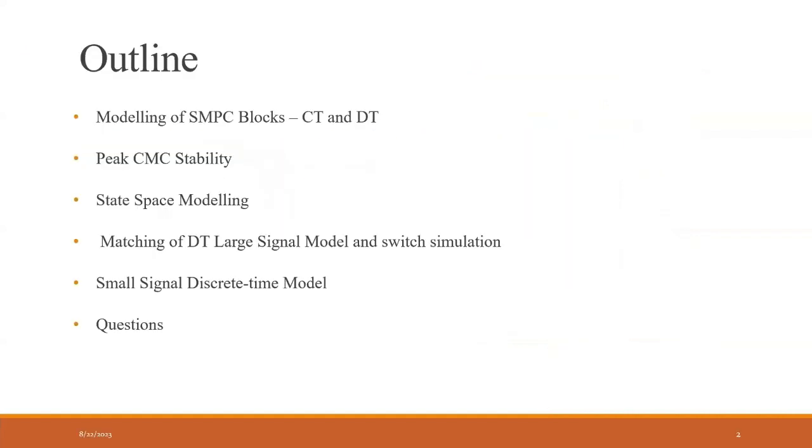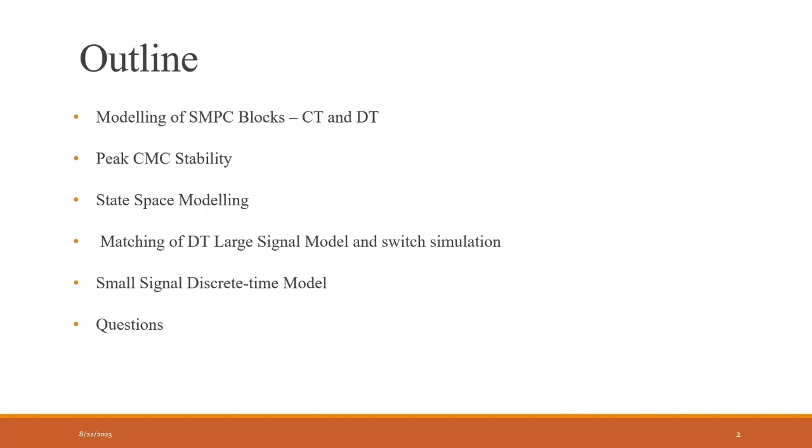So today the outline of my presentation is we will be touching about the modeling of the switch mode power converters and certain blocks in continuous time and discrete time. We will also be talking of peak current mode control stability. Also, we will discuss how we make the state space model of a DC-DC converter, how to write those matrices for the DC-DC converter, etc. Then how do we make a discrete time large signal model using the state space model? What are the steps and the procedure to make a discrete time large signal model?